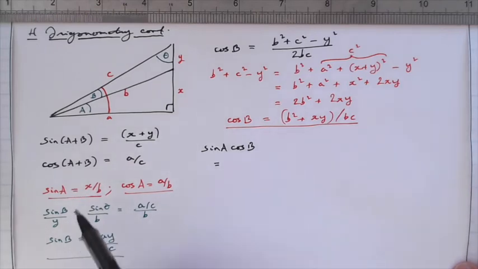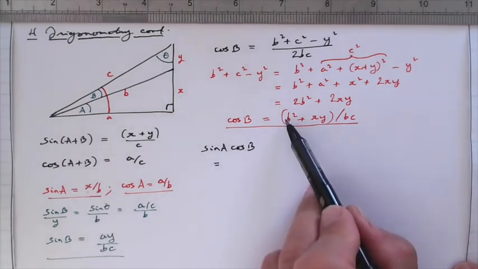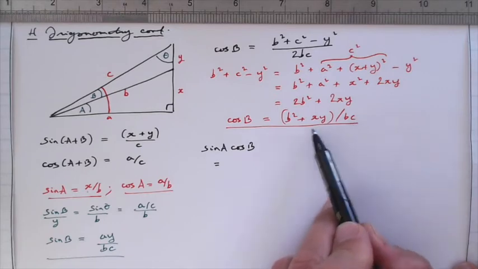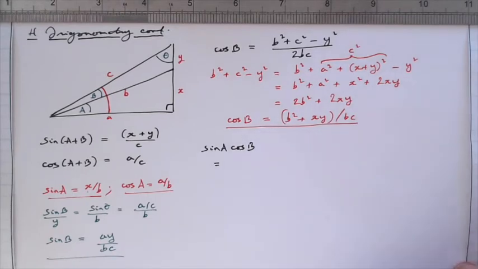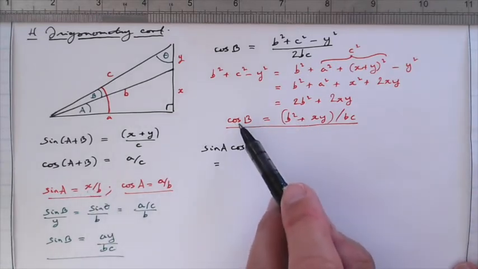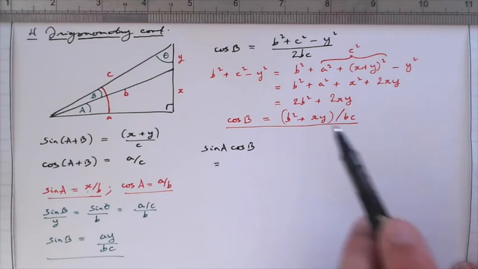There's the sine of A. It's just x over b, and I'm going to multiply x over b by cos... Oh, sorry, I need to be a bit careful, don't I? When I say b, I mean the side b. So I'm going to multiply x divided by little b by the cosine of angle B, which is this expression.